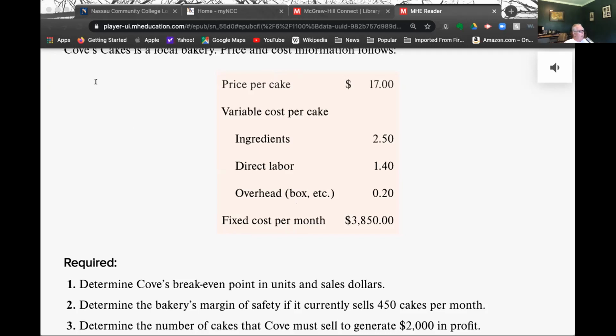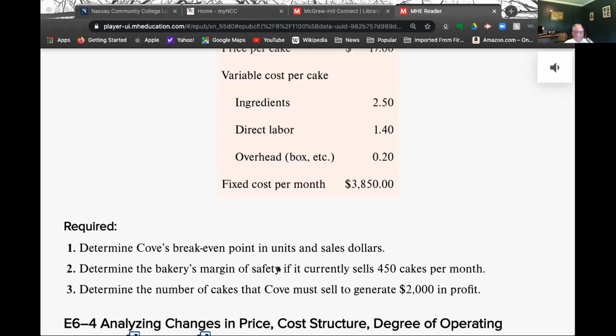Now, if we go back and look, what if they sold 450 cakes, but the break-even is 298? 450 minus 298 is 152 cakes. And if those cakes sell for $17 a piece, the margin of safety is $2,584.